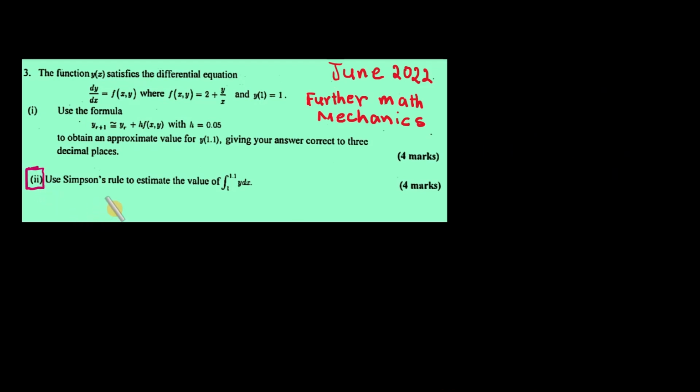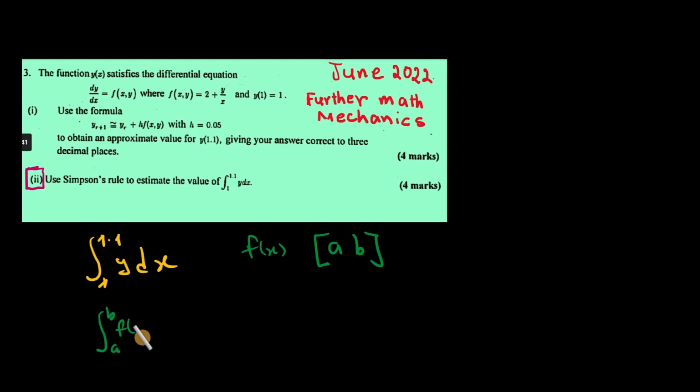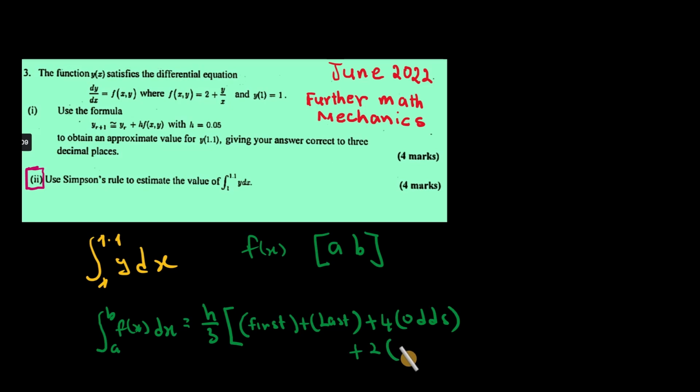Roman 2. Use Simpson's rule to estimate the value of the integral from 1 to 1.1 of y dx. Simpson's rule is a technique of approximation which helps us to approximate the area under a curve. Let's say f of x is a continuous function in the interval a to b. The area under the curve of f of x can be estimated using Simpson's rule formula, which is given by the integral from a to b of f of x dx, which is equal to h over 3 times first plus last term plus 4 times odd terms plus 2 times even terms.